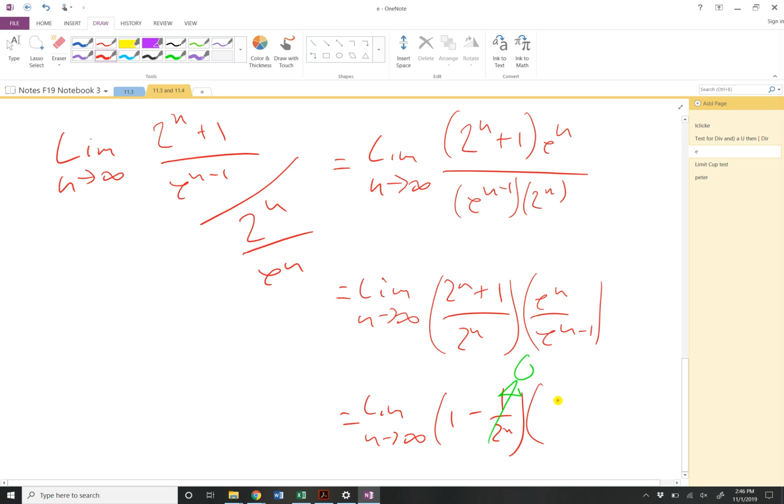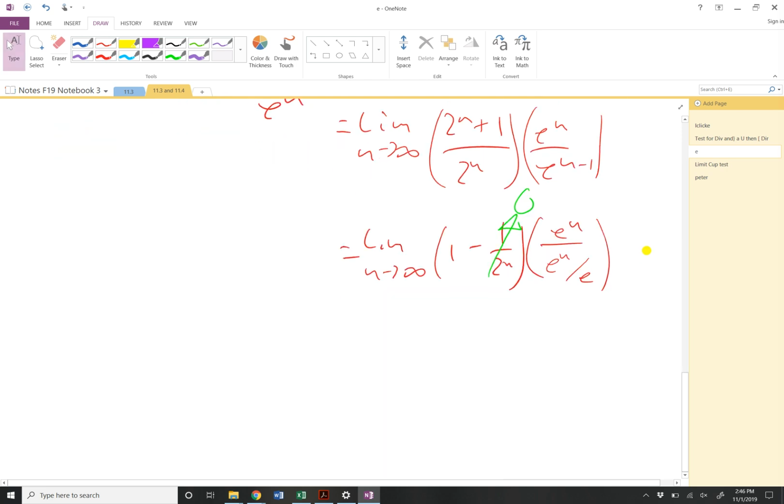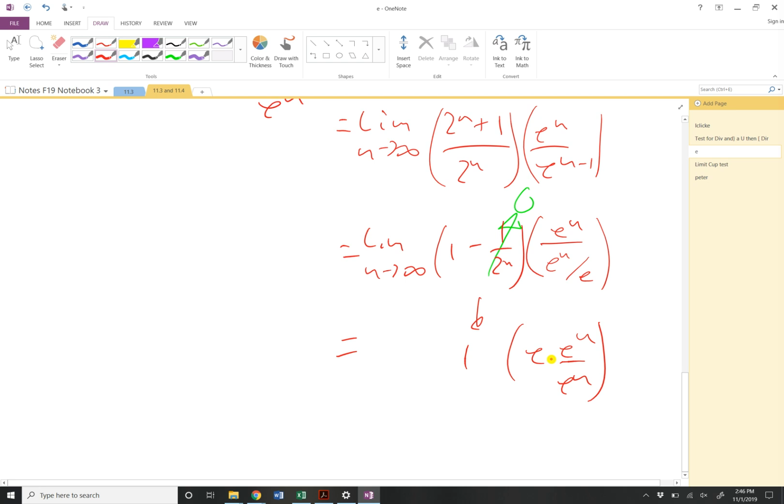And then here, I can think about this as e^n, and this as e^n divided by e. So that part just goes to 1, and I just end up with e times e^n over e^n. So that goes to just e in the limit.